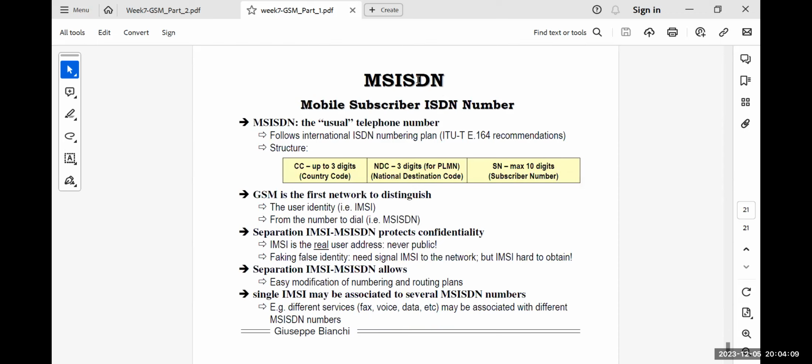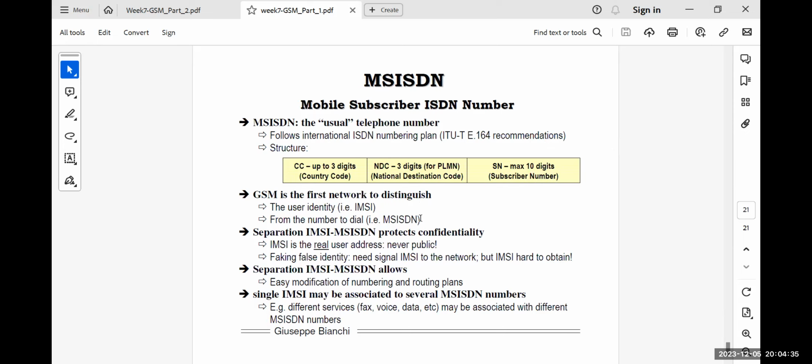The next is the MSISDN, right? So that is basically your telephone number. It follows the international ISDN numbering plan, that is the international telecommunication recommendation. There's a certain format of that. And GSM is the first network to distinguish the user identity, that is the IMSI, from the number to dial, that is the MSISDN.